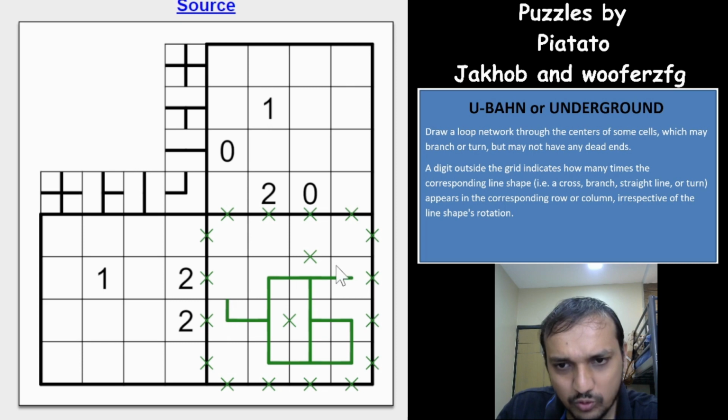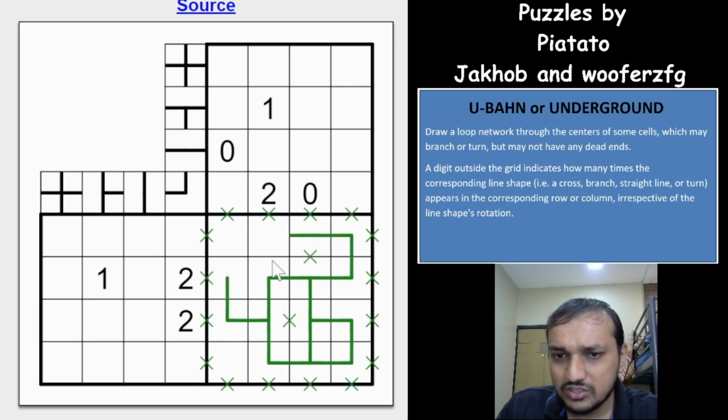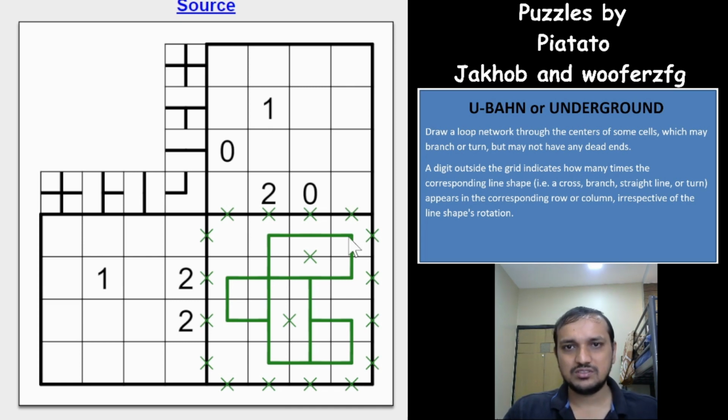Okay, so this would have to go up, this would have to go up. This cannot be the U-turn because then you will have to have it this way, and you cannot have a straight line in this row. So which means this would have to be the plus, and these are the U-turns. Am I right?